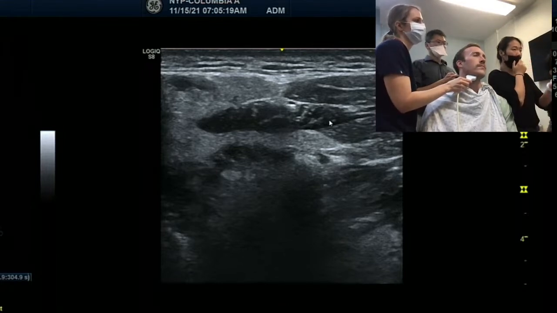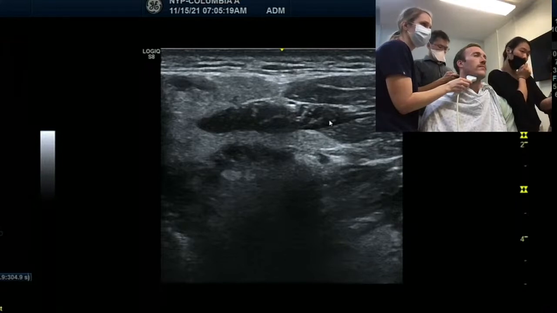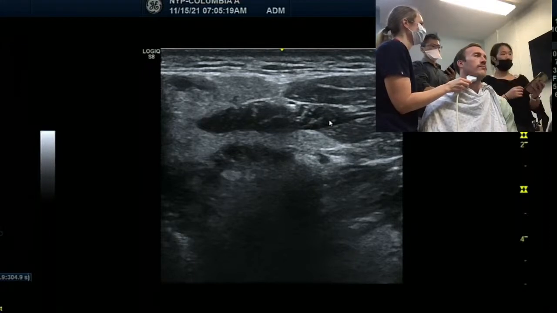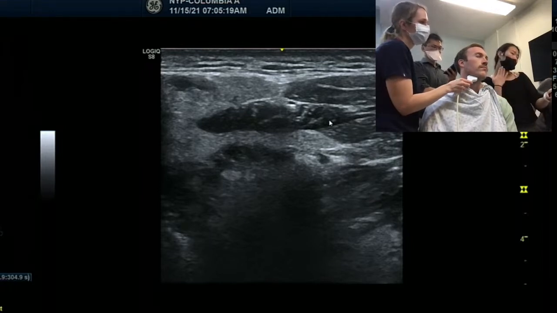Hold on. So this is the digastric anterior belly. No, this is not digastric. This is the mylohyoid. Okay. That's very clear. But I'm curious about this one. So this one could be hypoglossus, this one could be digastric then. Why couldn't we see that before?